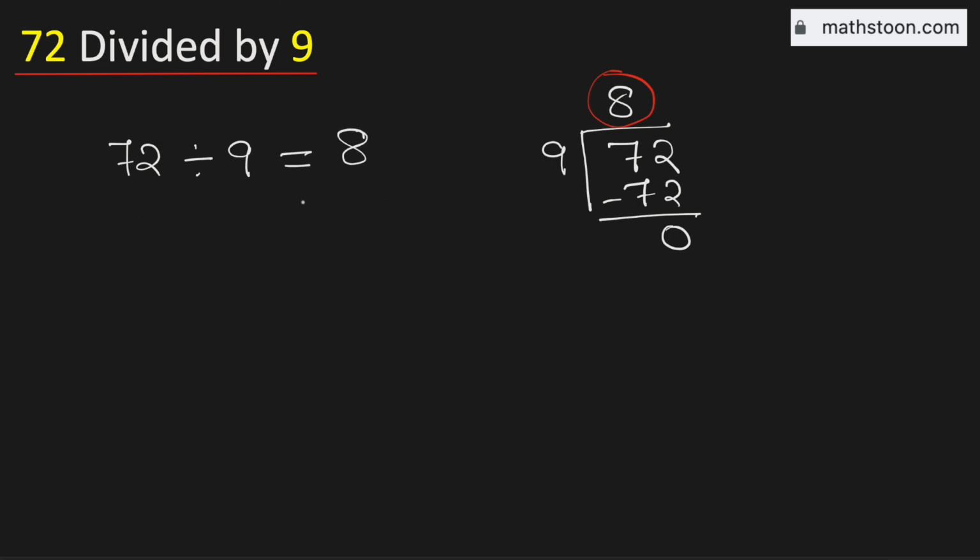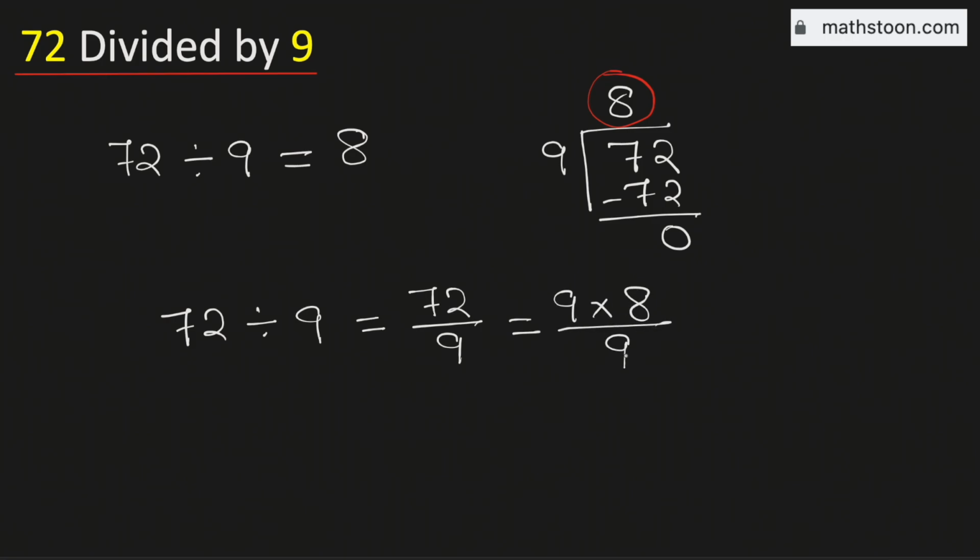Now we can find this value using another method. We know that 72 divided by 9 can be written as 72 over 9. Now we will write 72 as 9 times 8 and we have 9 in the bottom. Now cancel the common number, which is 9. So it is just equal to 8. Therefore, 72 divided by 9 is equal to 8, and this is our final answer.